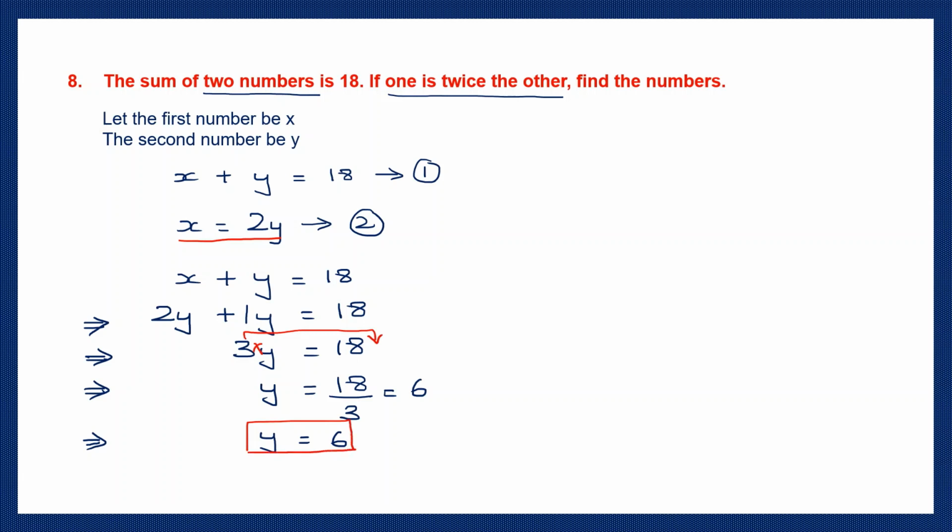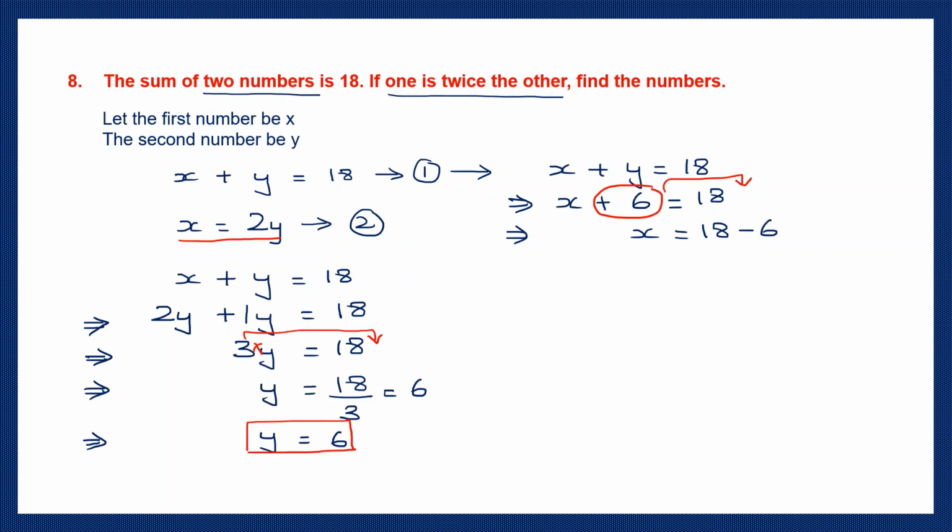Now with the help of this, we're going to find the first number. So let's take equation 1 and continue here. So x plus y is equal to 18. Now we are going to find the value of x, so we'll leave x as it is. We found y is 6. So this is equal to 18. So now x will be equal to 18 minus 6 because we have transposed this plus 6 to the right hand side. Now x will be equal to 18 minus 6 is 12. So we have found x to be 12.